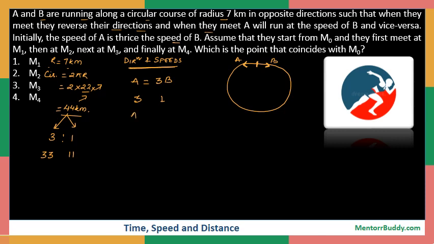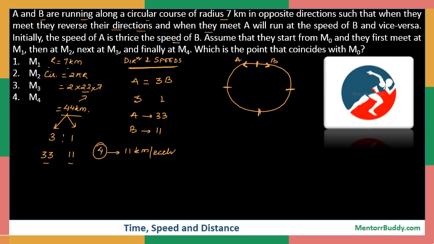So the distance covered by A would be 33 kilometers. In the same time, B will be covering 11 kilometers. Now, as we can see, the distances are in the ratio 3:1. That means the total segments would be 4. So there will be 4 equal segments of 11 kilometers each. So we can divide this circular track into 4 equal segments of 11 kilometers each.